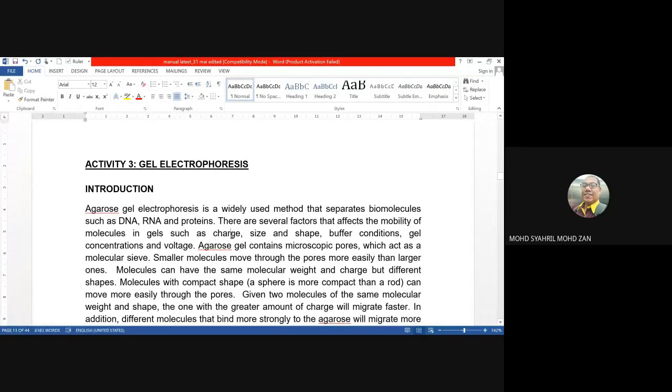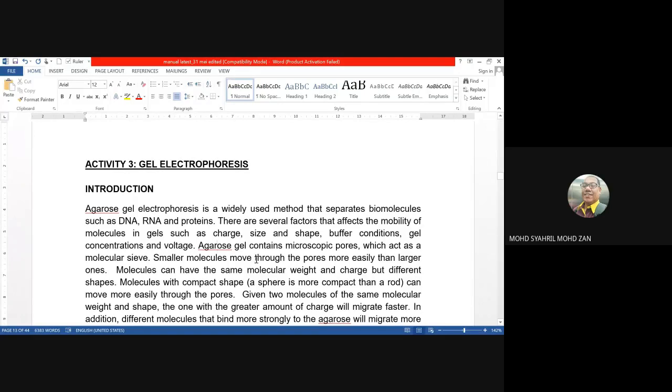So there are factors. Why do we use electrophoresis? Number one would be that it is very non-expensive, cheap. And there are also several factors that we need in this method. Number one will be the mobility of the molecule in the gel, such as charge, size and shape, buffer condition, gel concentration and voltage. These are the factors of the mobility of molecules in the gel. So it depends on what molecule we put in the gel. Is it DNA, RNA or proteins?